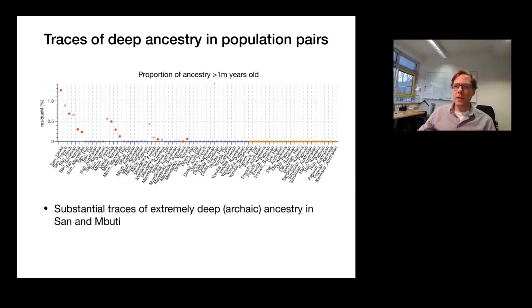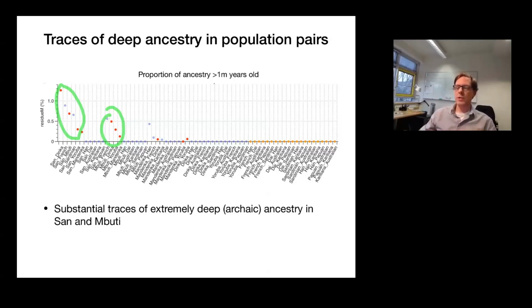Okay, so I think now I just want to summarize that bit. So this kind of deep ancestry can be visualized here. So this is basically the proportion of ancestry in these pairs of genomes that is older than 1 million years ago. And you can see that, for example, between San and Dinka, or San and French, but also San and Sardinian, San and Yoruba. So pairs of populations involving Africans, in particular involving San and Mbuti here, a little bit more to the right. So San and Mbuti, you get these residuals of order 1%, 0.5% of extremely deep ancestry. You don't see that in most of the rest of the populations here.